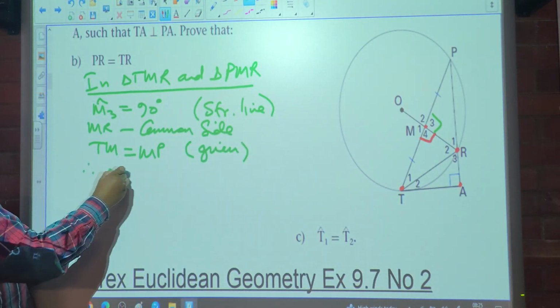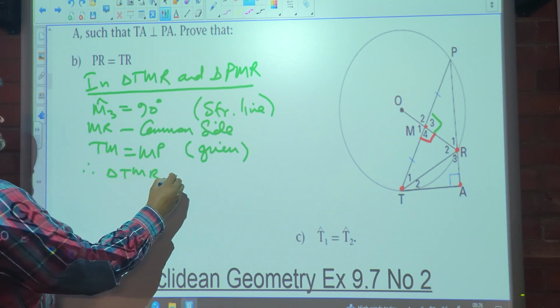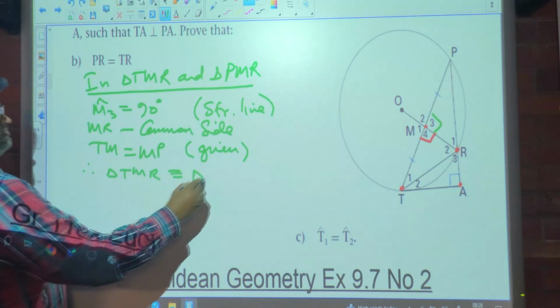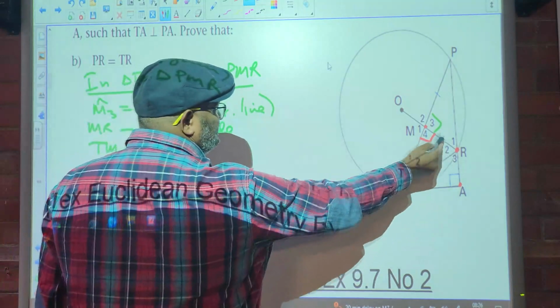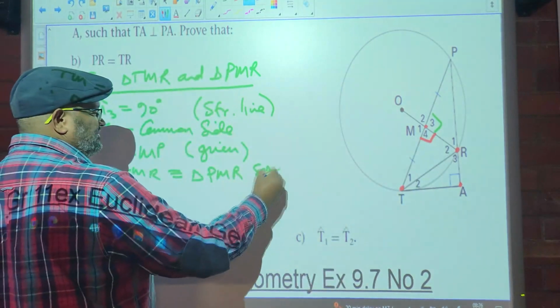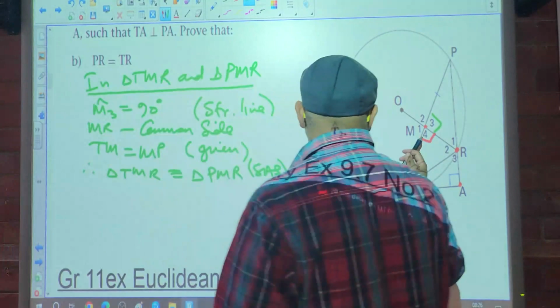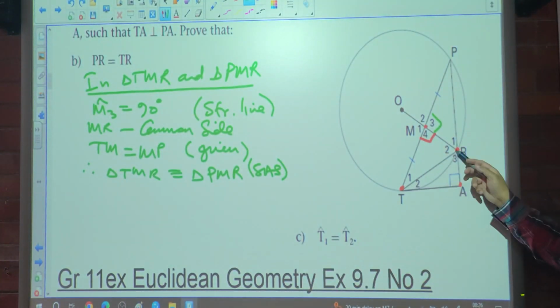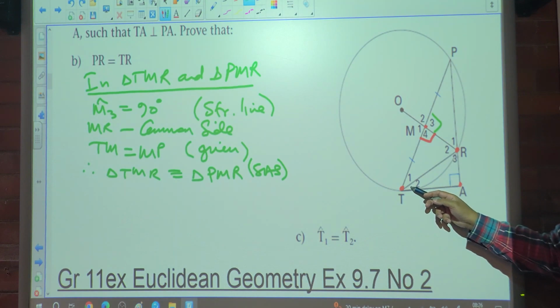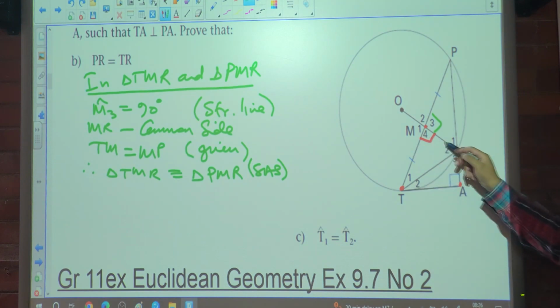So therefore, triangle TMR is congruent to triangle PMR. Why? Because side, angle, side. But you're going to say, but we're using 90 degrees here, so you must use RHS. But have you used the hypotenuse here? No. That is why it's side, angle, side.